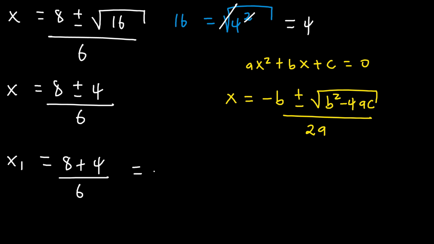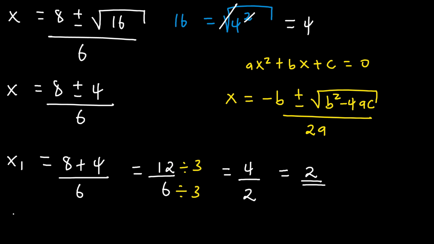And so this will be equal to 8 plus 4, which is 12, divided by 6. Now 12 and 6 are both divisible by 3, so we shall divide this by 3, and also this by 3. 12 divided by 3 gives us 4, and 6 divided by 3 gives us 2. Therefore, x1 will be equal to 4 divided by 2, which is 2.